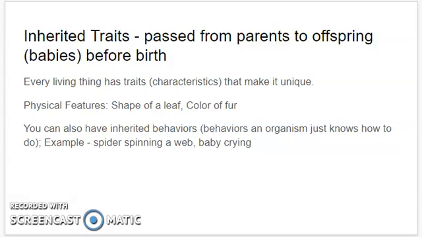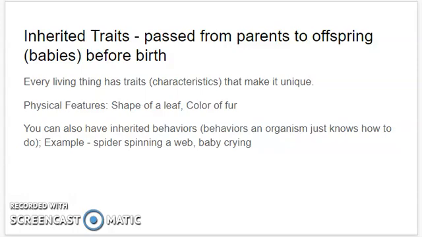So for plants, it could be the shape of a leaf. It could be the thorns. It could be the flower petal color. Think about the Canadian flag. That red leaf on the Canadian flag is a maple leaf. And every maple tree we could identify because of that particular shape.